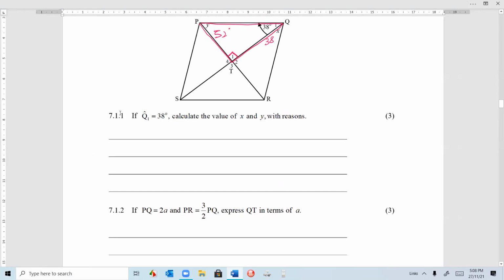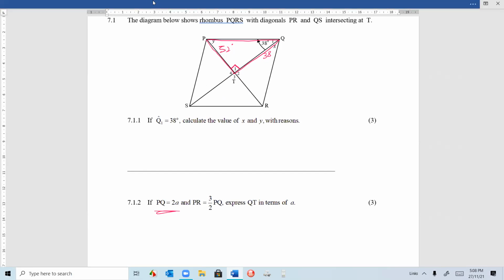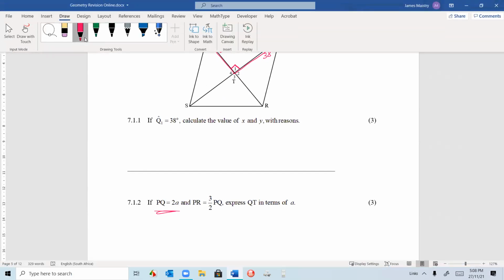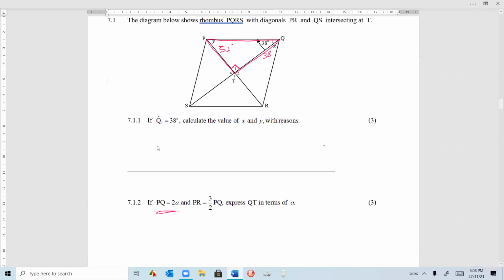Okay, there's a second part of the question now. It tells us that PQ is equal to 2A. Now they're talking about the sides. I'm going to change the color of my pen. Give me some time to do that. So they tell us that PQ is 2A. Actually, then all the sides are 2A because it's a rhombus.